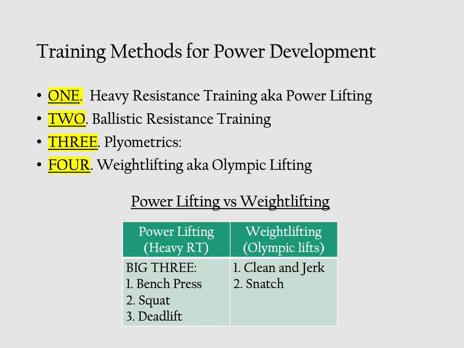Heavy resistance training is known as power lifting. Although it is confusing in terminology, the 3 big exercises for power lifting are bench press, squat, and deadlift. All 3 of these are conducted in a slow and controlled manner. Now, weightlifting is known as Olympic lifts or Olympic lifting. We have 2, the clean and jerk and the snatch.